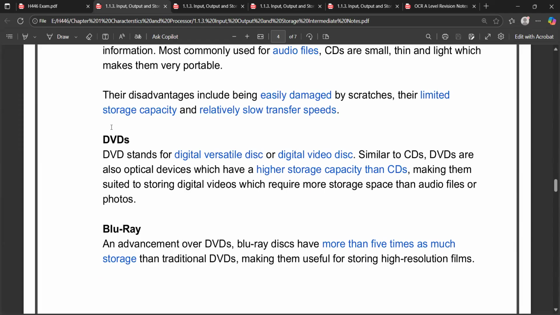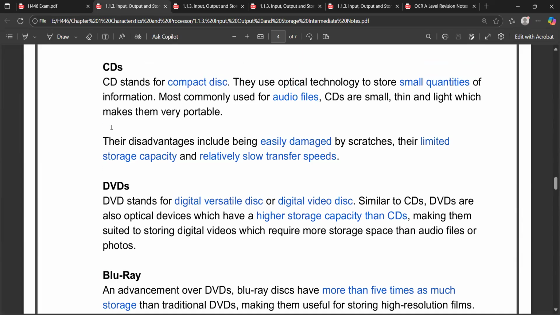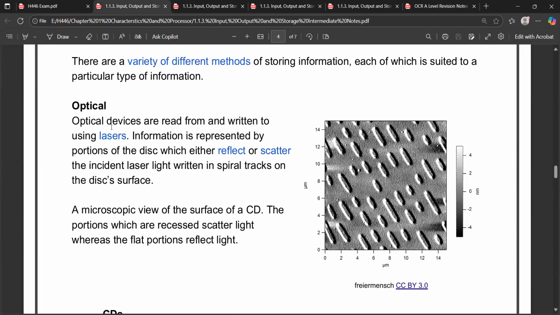Why Blu-ray? Because Blu-ray has more capacity and can store high-resolution games and films. But all of this comes under the optical part.